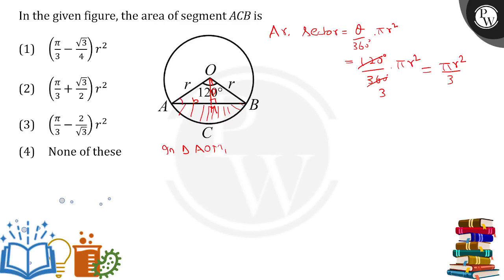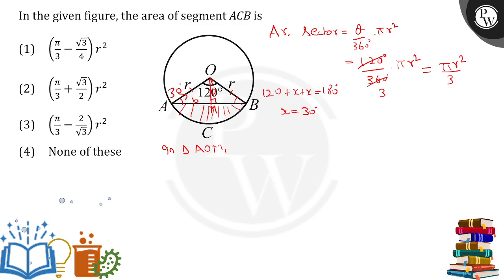This angle, observe over here, this is R, both being R, so that means both sides are equal. That means both angles would also be equal. Both angles equal, so then in the triangle, 120 degree plus x equals to 180 degree, right? So from here, x value will come out to be 30 degree. So this angle over here is 30 degree.